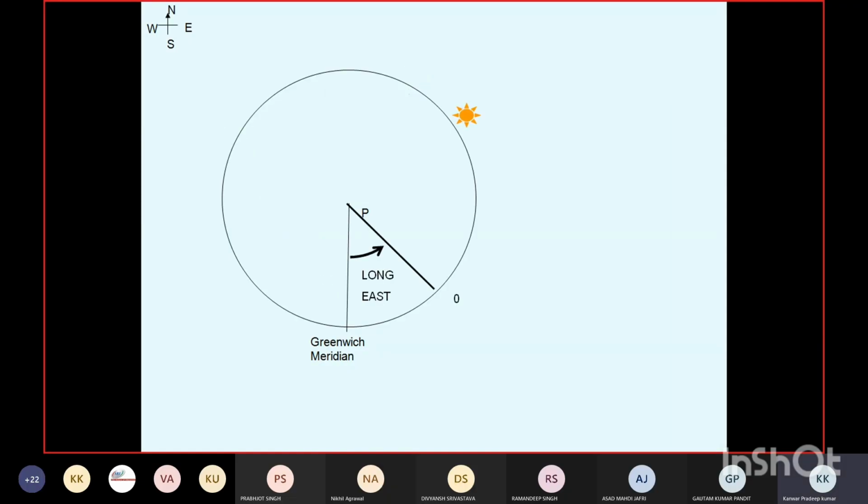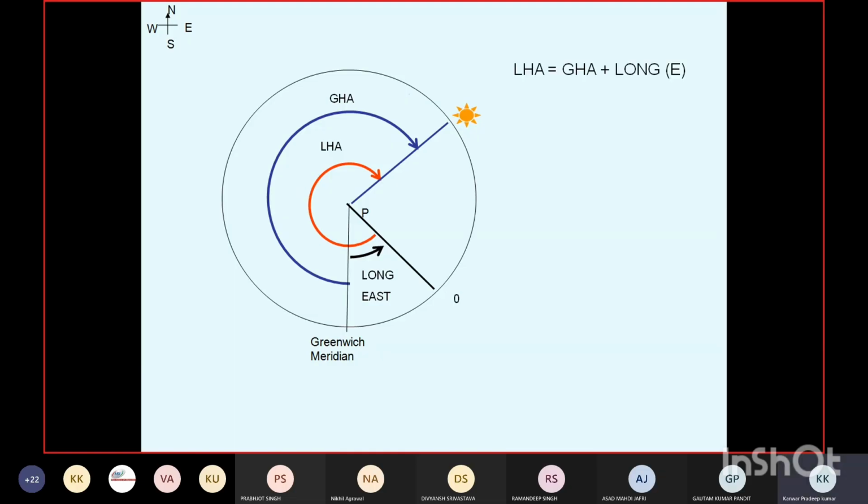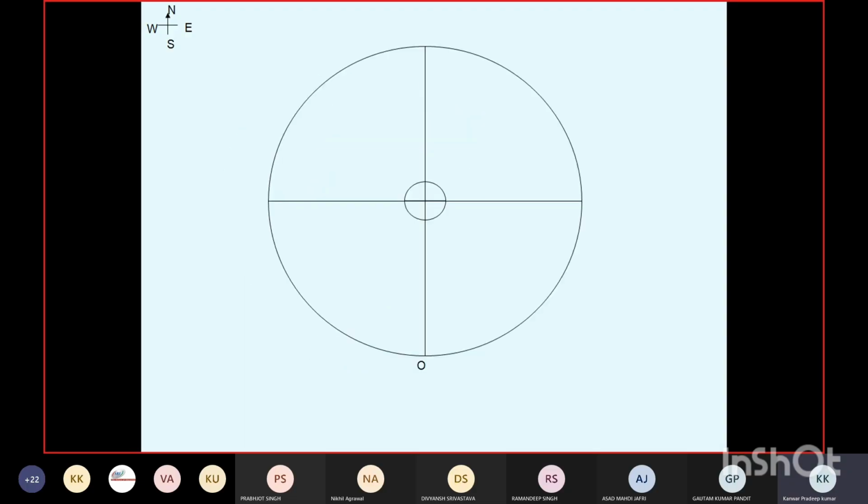And if it is east longitude, GHA star, LHA star. So GHA plus east longitude will give you the LHA star. Now going on a little further to what is LHA.